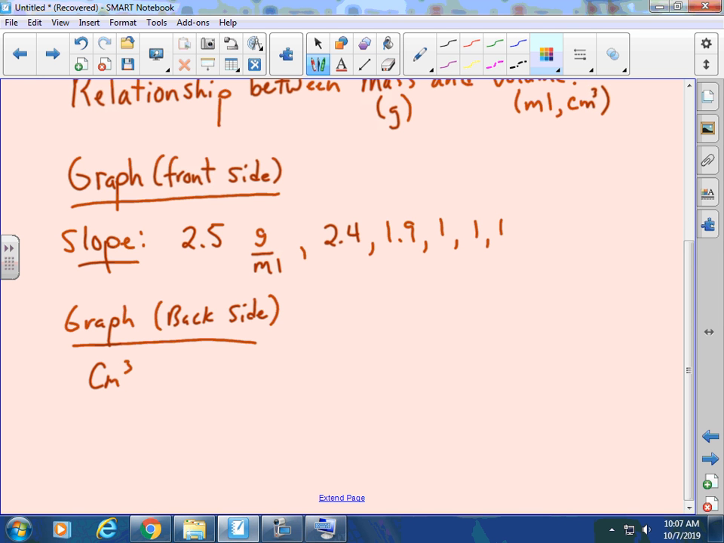Kanye? You got what? 0.13? 15? Okay, so again on the back side, if we have mass versus volume, it should still be grams on the top because that's our y-axis. But now on the x-axis, we have centimeters cubed. Okay. What else do we have?